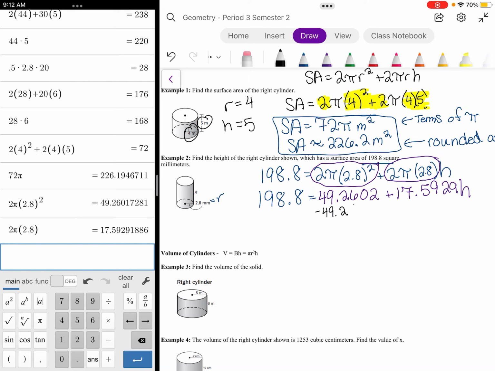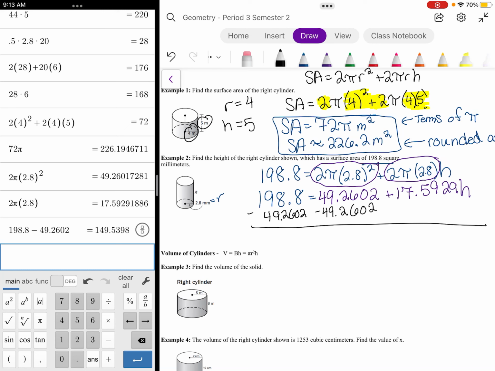So we're going to subtract the 49.2602 on both sides. We're going to take 198.8 minus 49.2602. That will give us 149.5398, which is equal to 17.5929h.